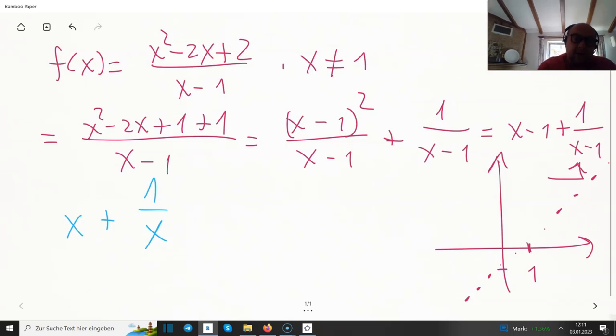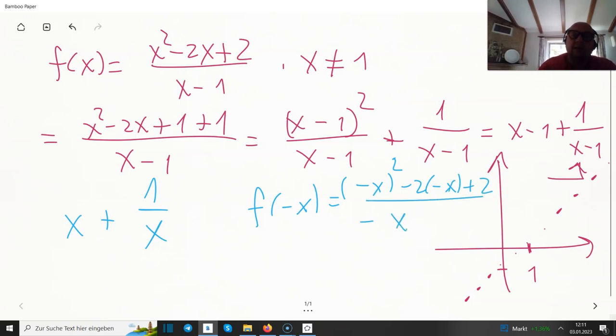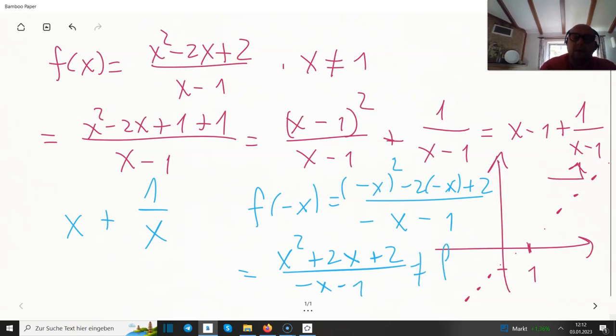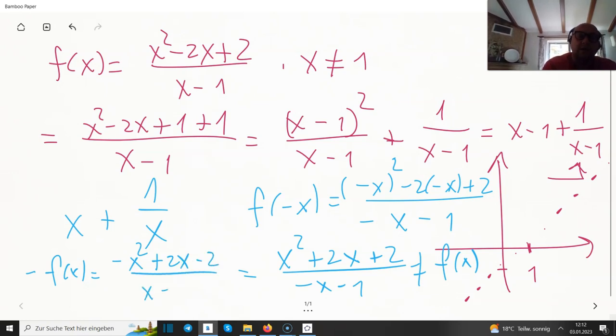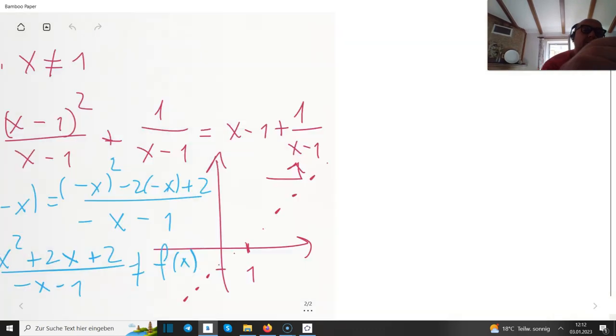Can I prove it really, like correctly? Sure. f of minus x is just minus x squared minus 2 times minus x plus 2 divided over minus x minus 1. It's x squared plus 2x plus 2 divided over minus x minus 1, not equal to f of x. And what about minus f of x? Well, just change the signs in the numerator, for example. Minus x squared plus 2x minus 2 divided over x minus 1. And those two are not equal either. So no symmetry, as we previously decided.